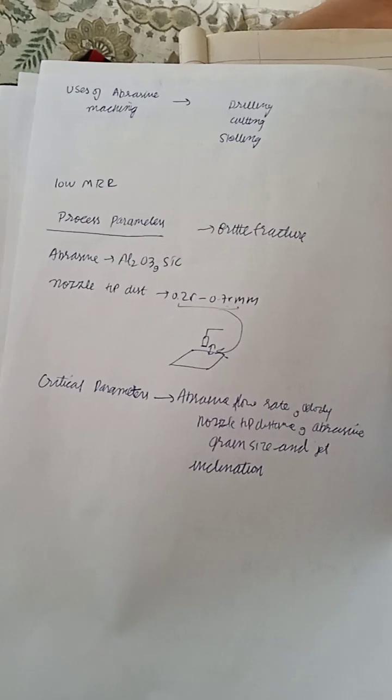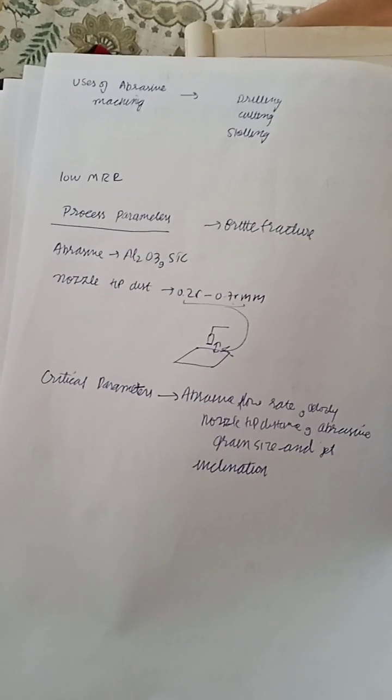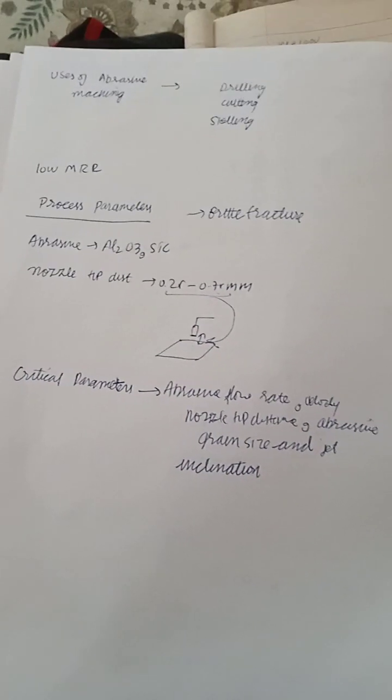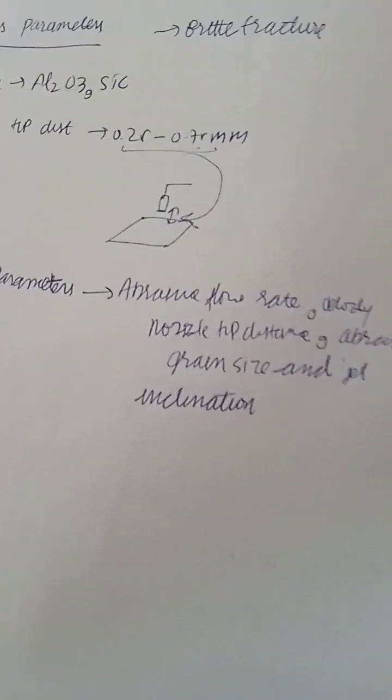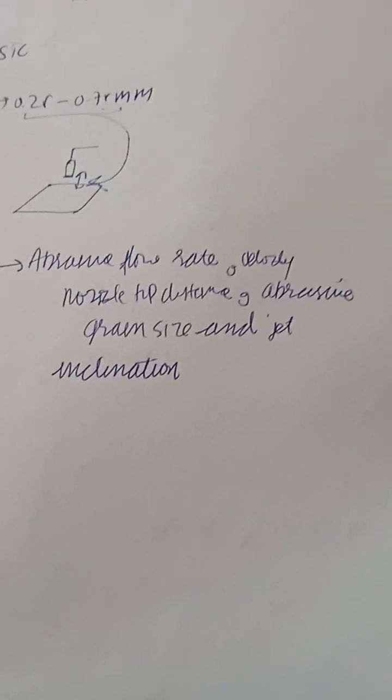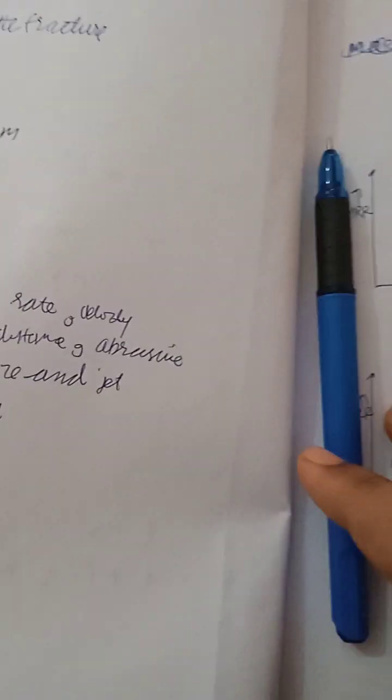Process parameters: brittle fracture, Al2O3, SiC, nozzle tip distance 0.25 to 0.75 mm. Critical parameters are abrasive flow rate, velocity, nozzle tip distance, abrasive grain size, and jet inclination.